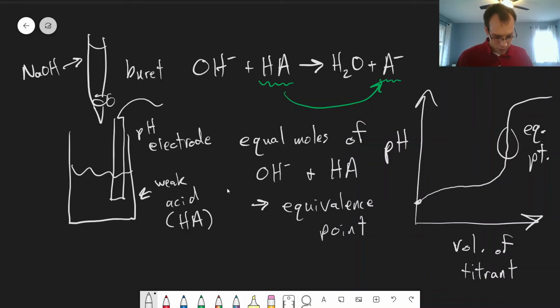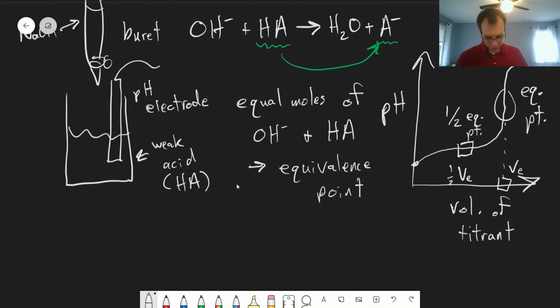The other interesting point is halfway. We call it a half equivalence point. Somewhere about here. We take the volume of the equivalence point, call that VE, and 1/2 times VE is this half equivalence point. What's special about this point is that we have equal amounts of HA. Half of our HA has become A minus. So the concentrations of these are equal to each other.